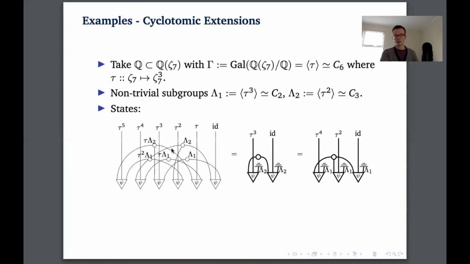The states of this theory look like this. So again, we've got all 6 elements of the Galois group, and then we have the 2 different discarding maps, one via the cosets of lambda 1 in gamma, and the other via the cosets of lambda 2 in gamma. And then there is another discarding map, which is via the entire Galois group, but that's just given by a composition of these two. So I haven't drawn that here.